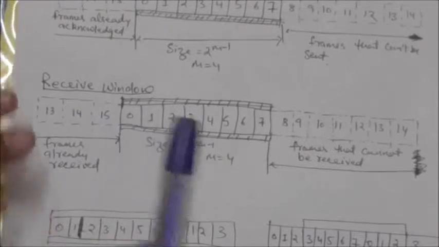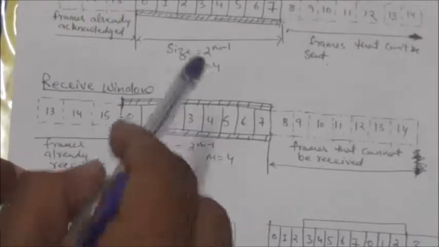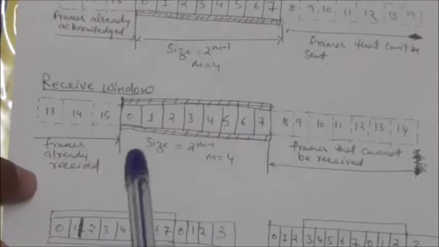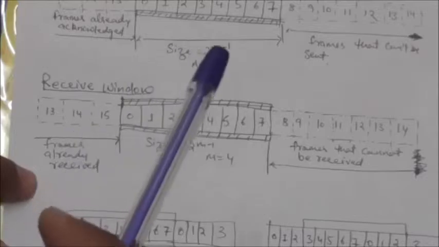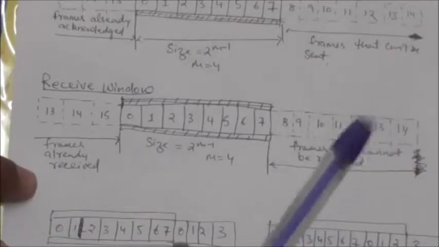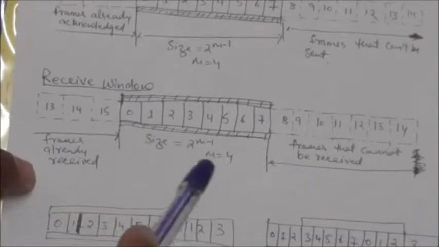So what happens in this protocol? This protocol allows as many frames as the size of the receive window to arrive out of order. These frames are kept until there is a set of in-order frames to be delivered to the network layer. The receiver never delivers packets out of order to the network layer.